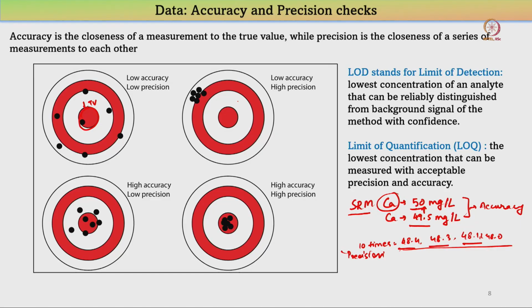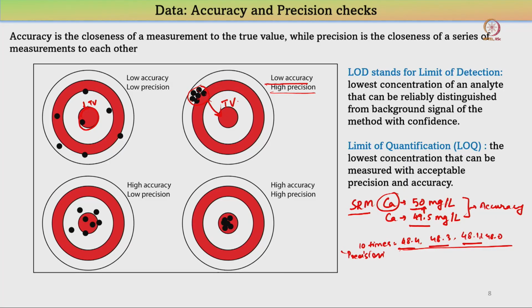Then again I take the same sample and measure, and all the values fall here, which is far from the true value. So that means it has a low accuracy because it is falling far from the true value, and it also has high precision because these values are very close to each other. Since they are very close to each other, it has a high precision. So every time you measure, it will fall somewhere here.